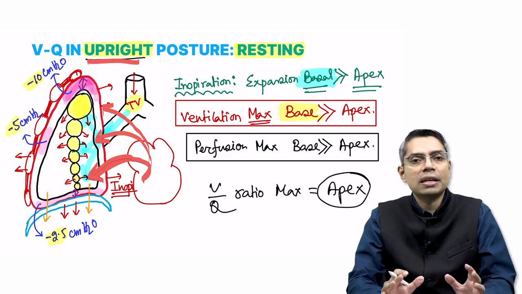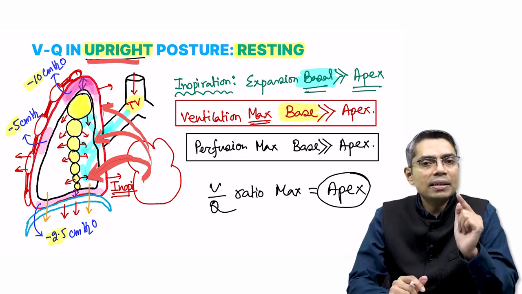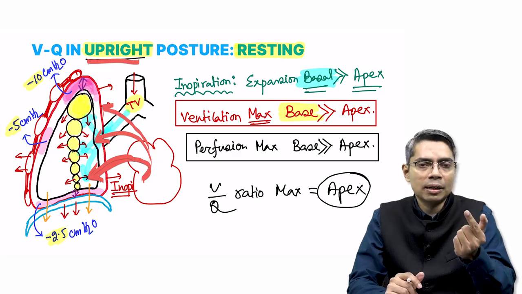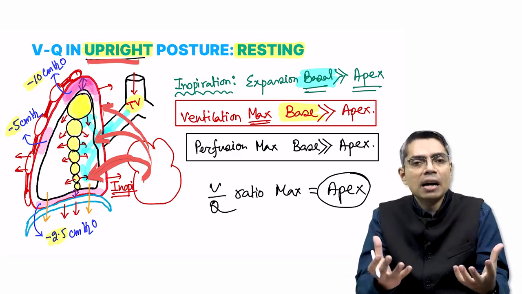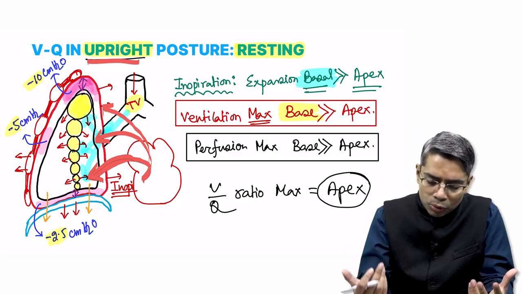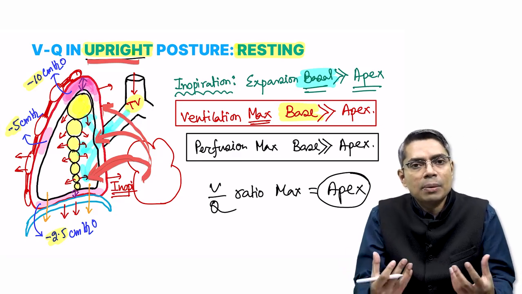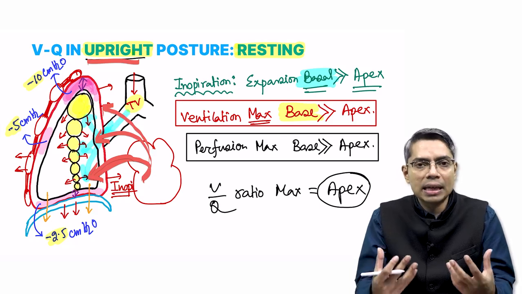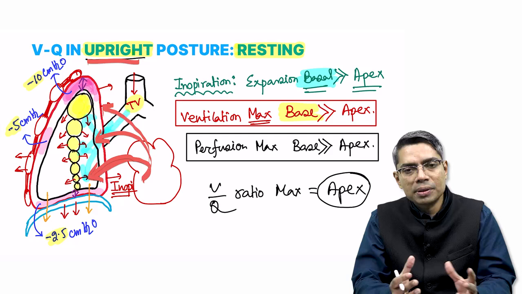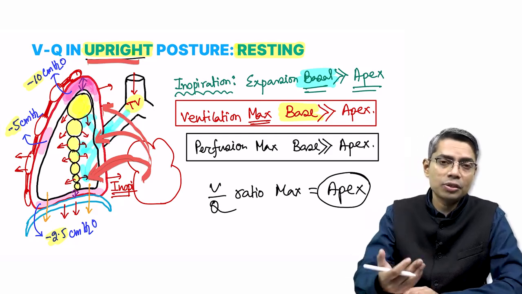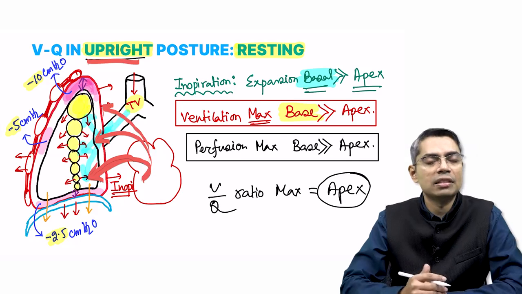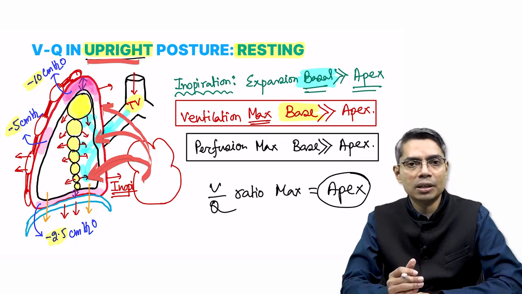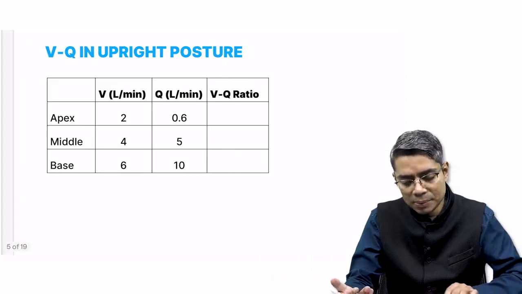So now we are understanding that if the question is the ventilation is maximum in which part of the lung, or the ventilation per unit lung volume is maximum in which part of the lung, in both cases the answer is base of the lung. And the perfusion is maximum in which part of the lung, again your answer is base of the lung. But whenever the question is ventilation perfusion ratio is maximum in which part of the lung, your answer is apex of the lung. Okay, now we have to understand why the VQ ratio is maximum in the apex.